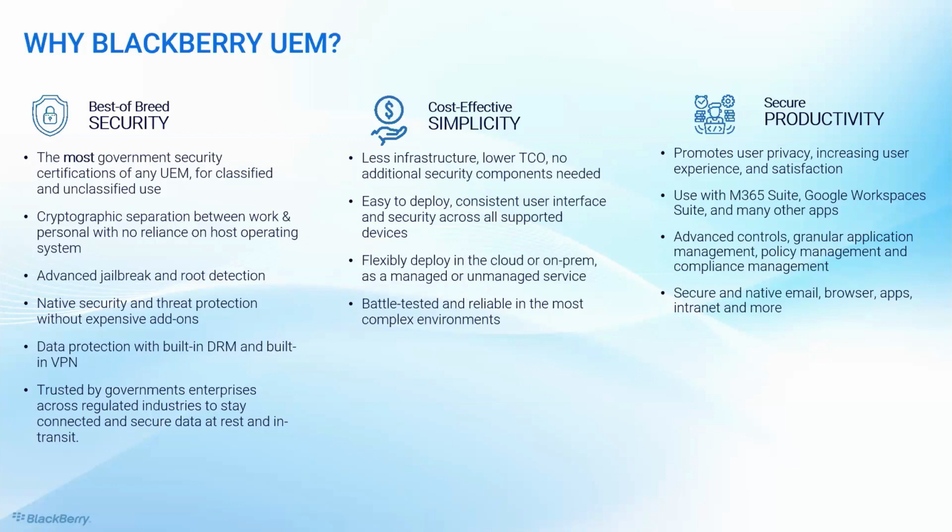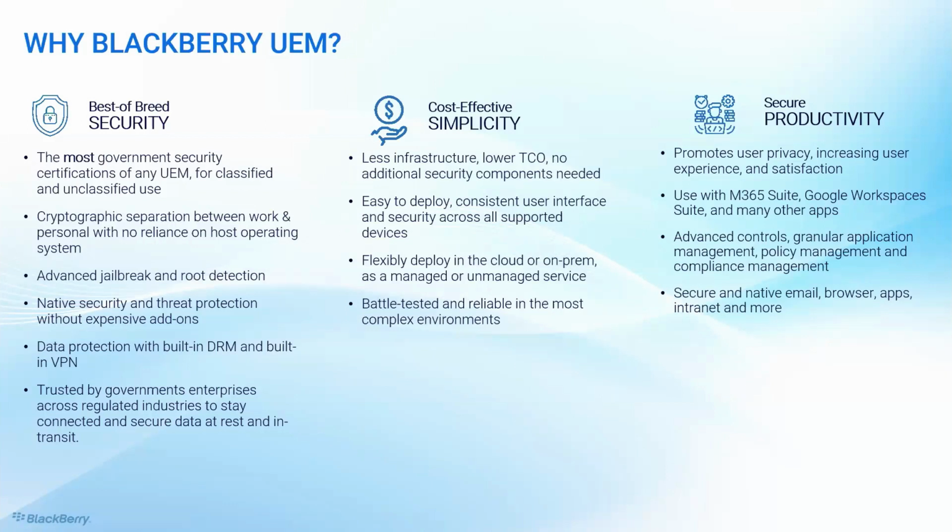It's what I talked about earlier, that cryptographic separation of work and personal data with no reliance on the host operating system to secure data at rest or in transit. I don't care anything about the operating system because I'm putting that secure work container on the device. We've got advanced jailbreak and root detection. We know that if somebody's going to load something bad on the phone, they're going to try to jailbreak first, or as part of their process. They're going to try to root the device if it's an Android device. So we really want to keep a close eye on that. And of course, we do with BlackBerry UEM.